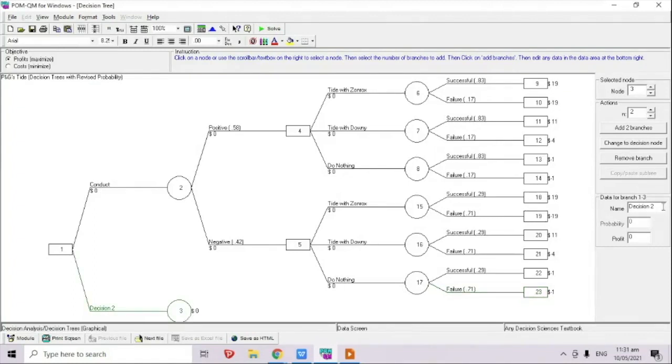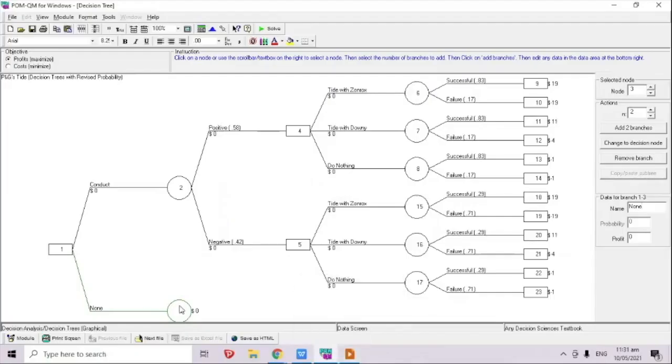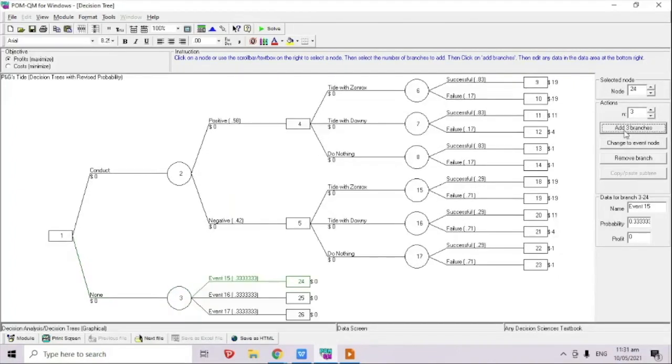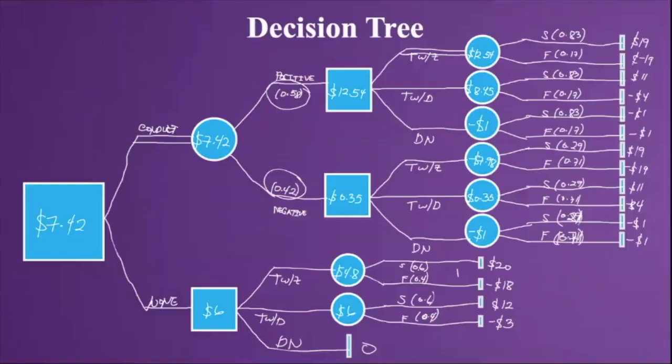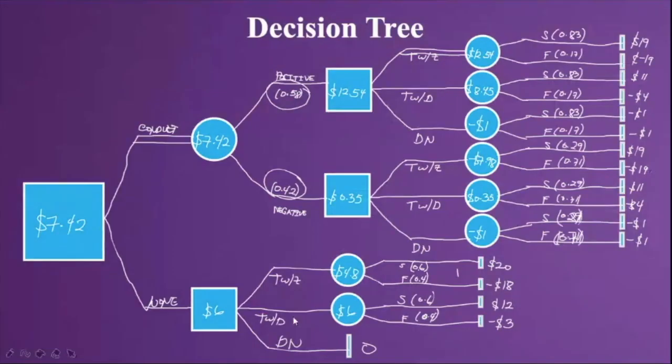So, let's write here, none. Okay? And as you can see on our manual, it goes directly to three nodes. So, let's add three branches here. Let's add branch. Okay. So, for the first one, as you can see, this is a decision node that was added. The first two are not decision nodes. The third one can be a decision node because it's the last one, right? It's terminal.